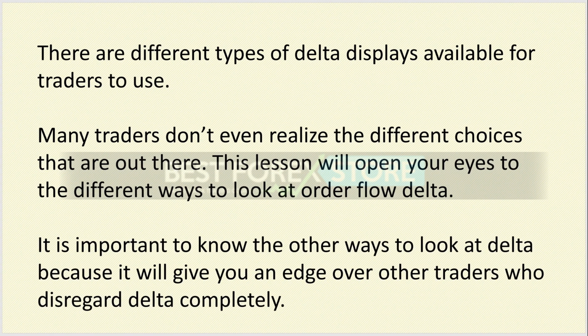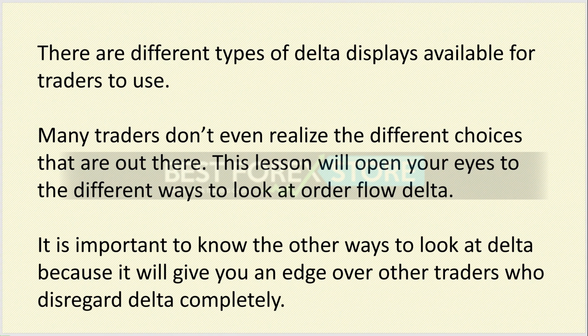And there are different types of delta displays available for traders to use. And this is important because not a lot of traders realize that they have these choices. And this lesson will open your eyes to the different ways you can look at order flow delta. Now, it's important to know the other ways to look at delta because it's going to give you an edge over other traders who disregard delta completely or maybe just look at the final delta number.